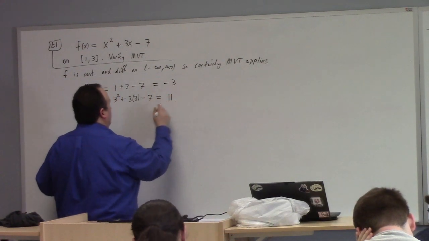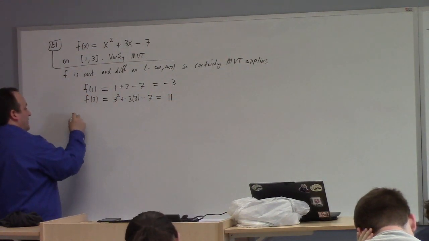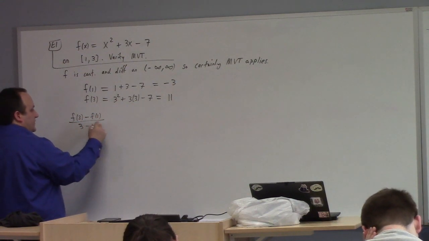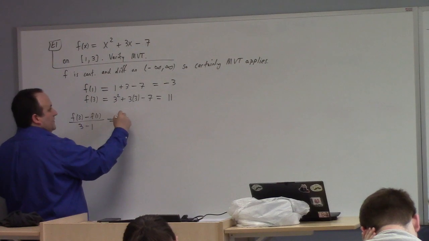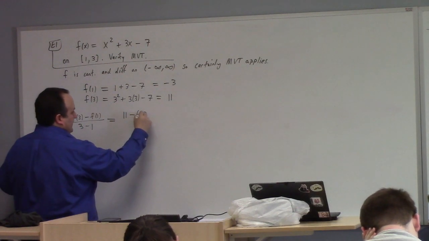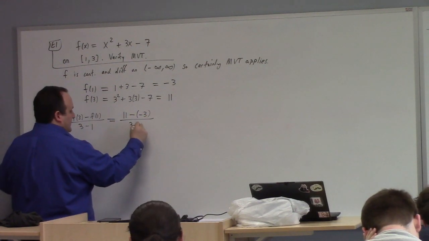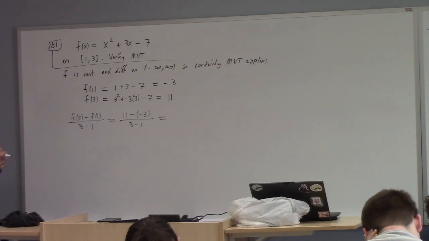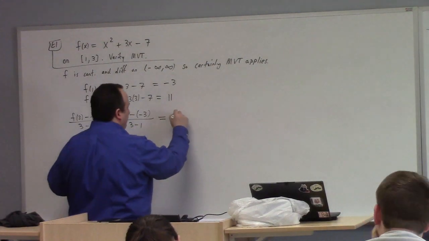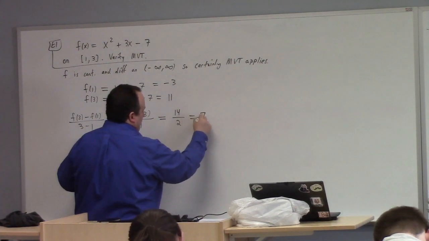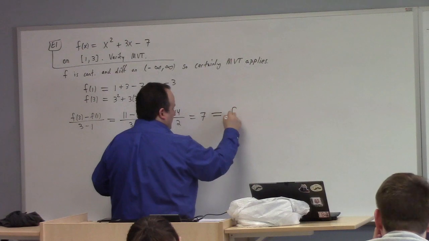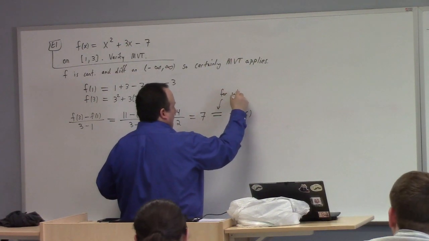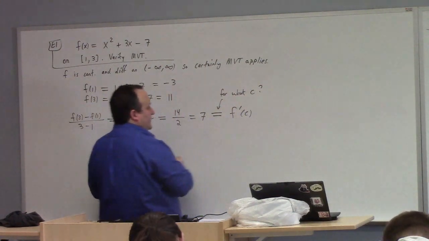Okay, cool. So f of 3 minus f of 1 over 3 minus 1 is equal to what? It's equal to 11 minus negative 3 divided by 3 minus 1, which is what? Looks like 14 over 2. So that's 7. So the question is, that's equal to f prime of c for what c?